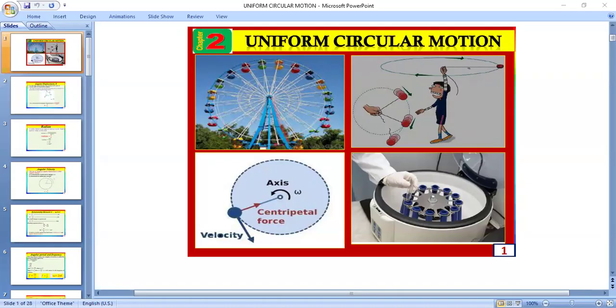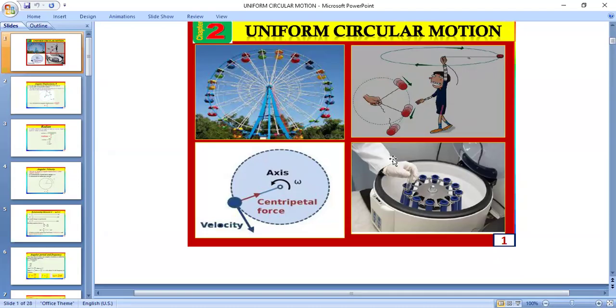So in this chapter, we can see on our screen, we have a merry-go-round, we have somebody whirling. This is called whirling, W-H-I-R-L, whirl. Rotation of the stone tied to a string is what we call whirling. Then we also have a centrifuge down here. Centrifuge is a device used to separate milk and ghee. So all those describe uniform circular motion.